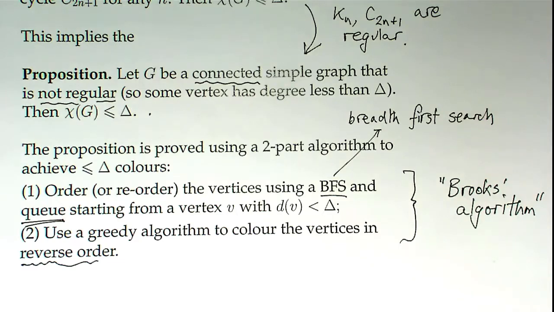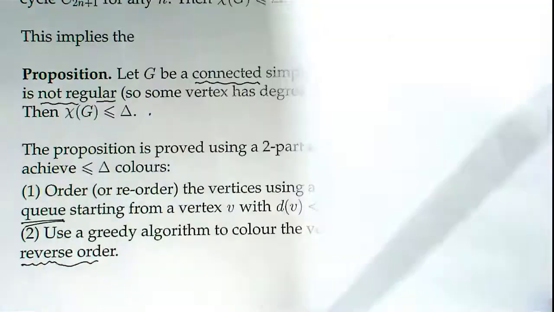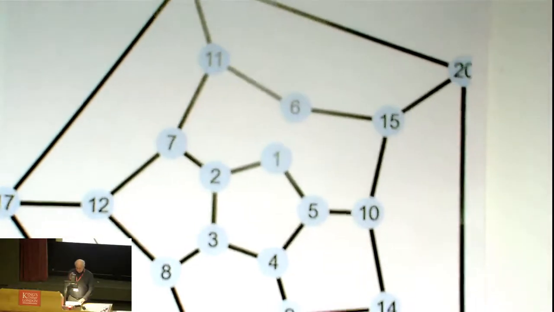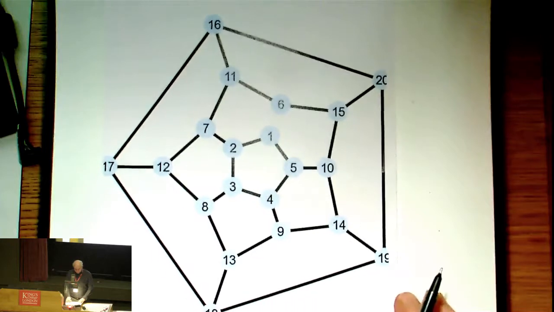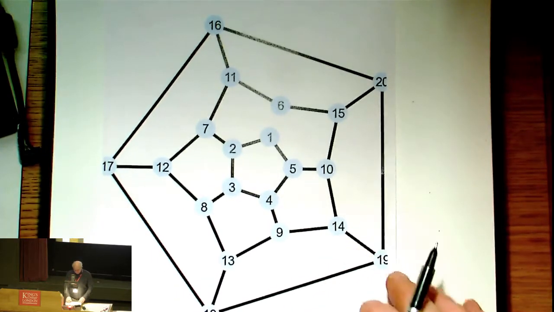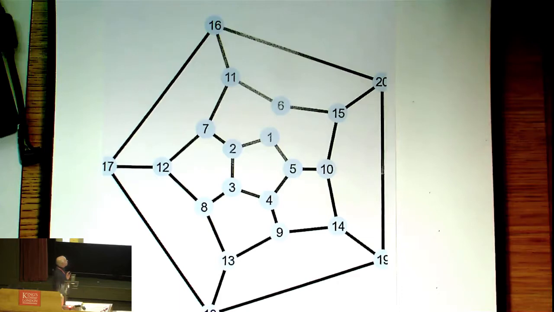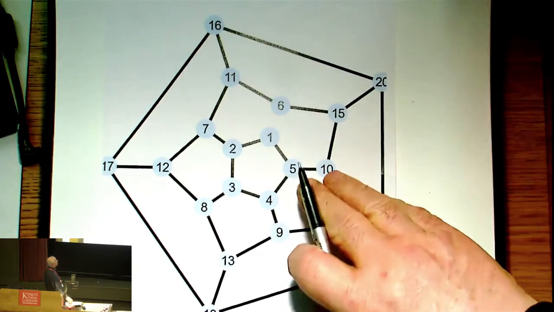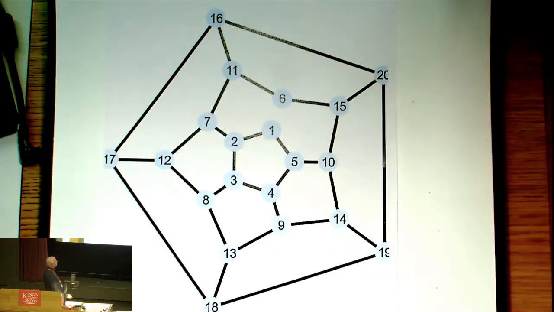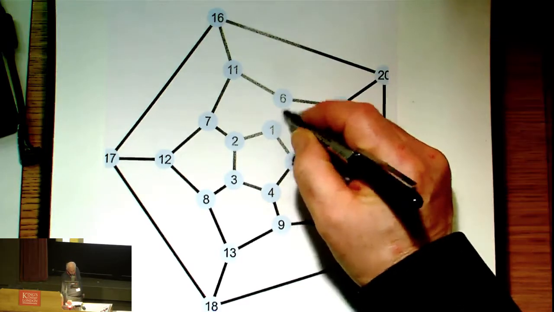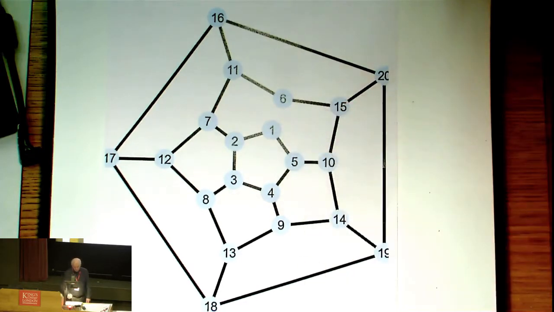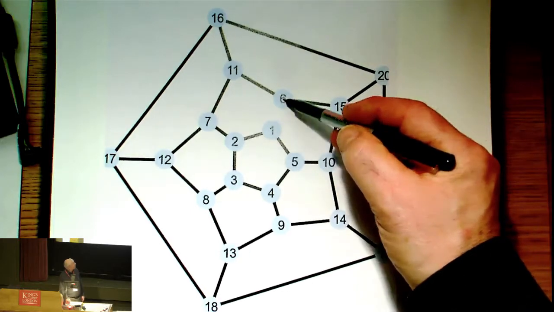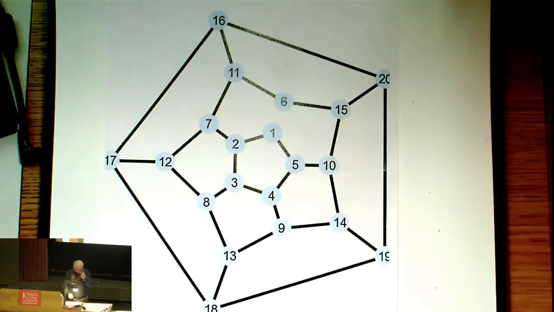So let me explain that using this graph which you've seen before. Now I've got to prove the proposition, which means I want to start with a non-regular graph. I'm not doing anything for regular graphs. The graph I start with has to be not regular. So that's why I've removed this edge. This is the dodecahedron, but I've removed an edge. There's no edge from 1 to 6. I've done that on purpose so the graph is not regular.